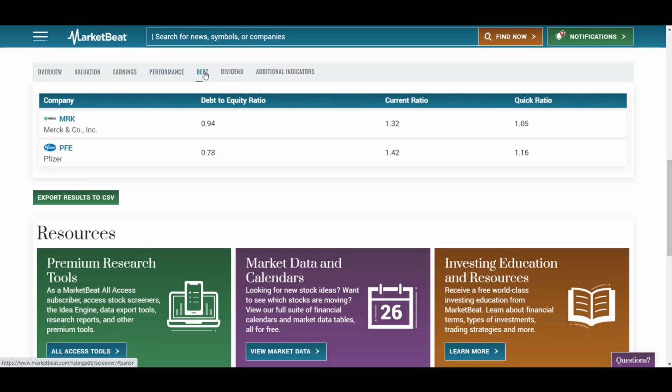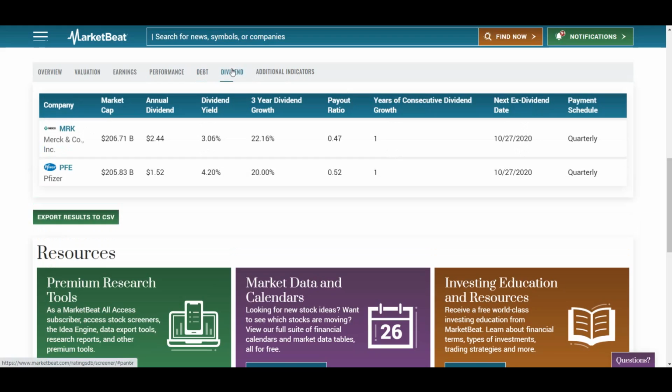In terms of debt, you can see again that the quick ratio is above 1, which is good. Dividend, so MRK is generating a 3.1% yield, Pfizer 4.2. You can see there's some good 3-year dividend growth. Payout ratio well below 70%. Looks like we have an opportunity to get in to these stocks within the month of October and benefit from the next quarterly payment.